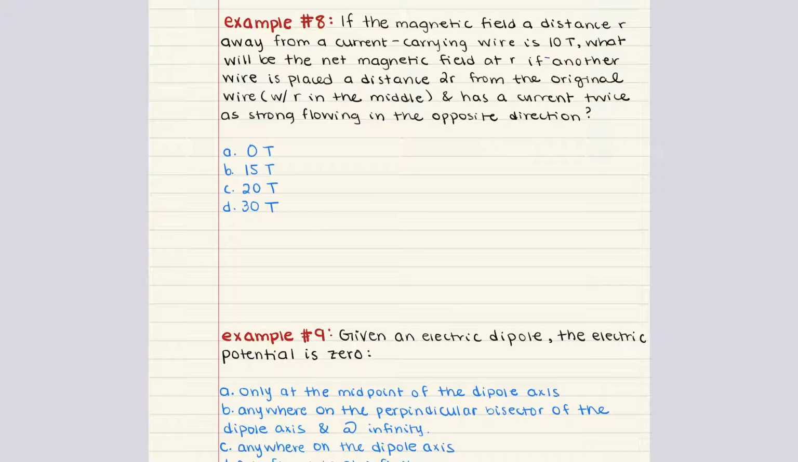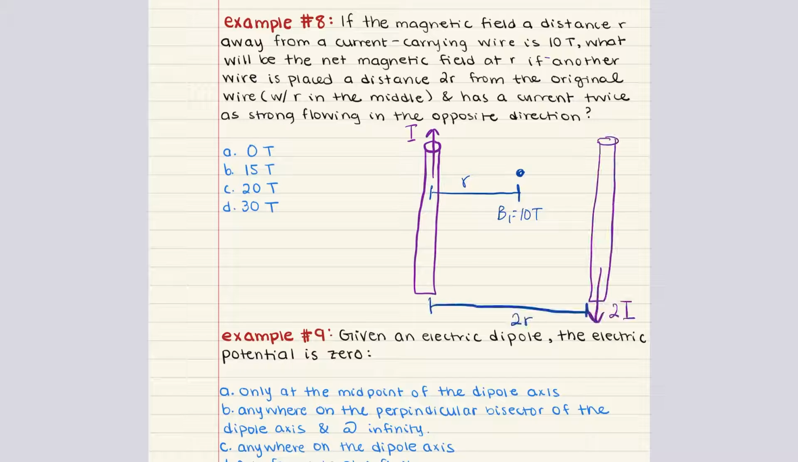Problem 8 says, if the magnetic field a distance r away from a current carrying wire is 10 Tesla, what will be the net magnetic field at that point at r if another wire is placed 2r from the original wire and has a current twice as strong flowing in the opposite direction? Now, the first thing we want to do is take a look at our sketch.